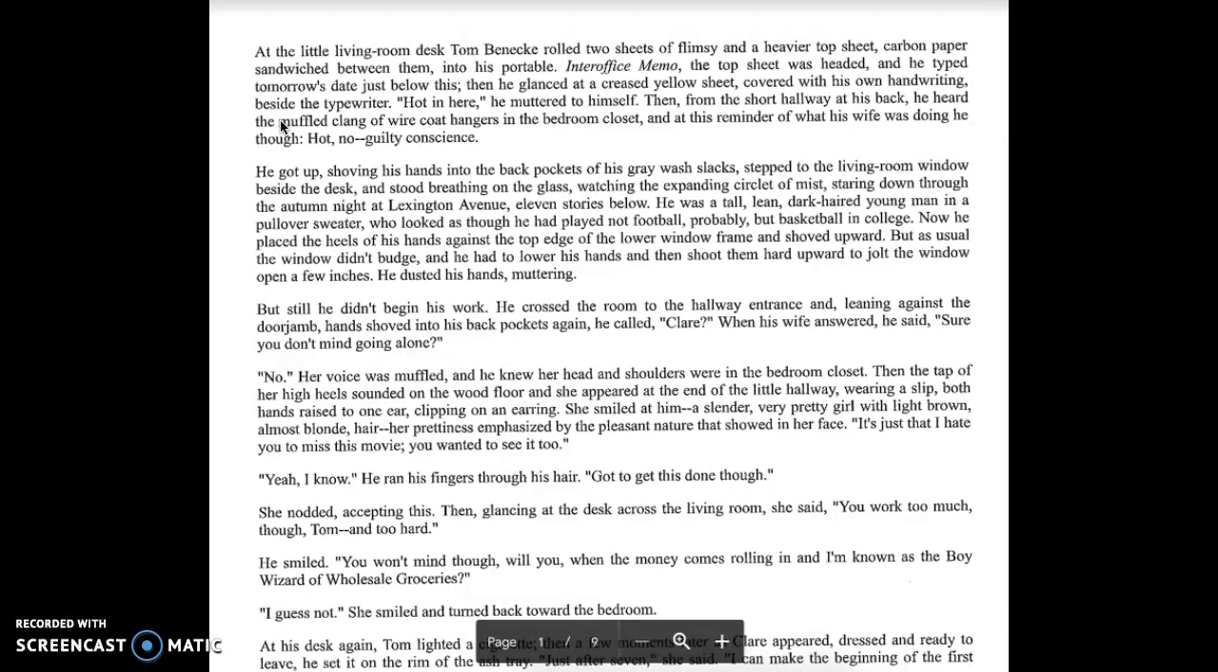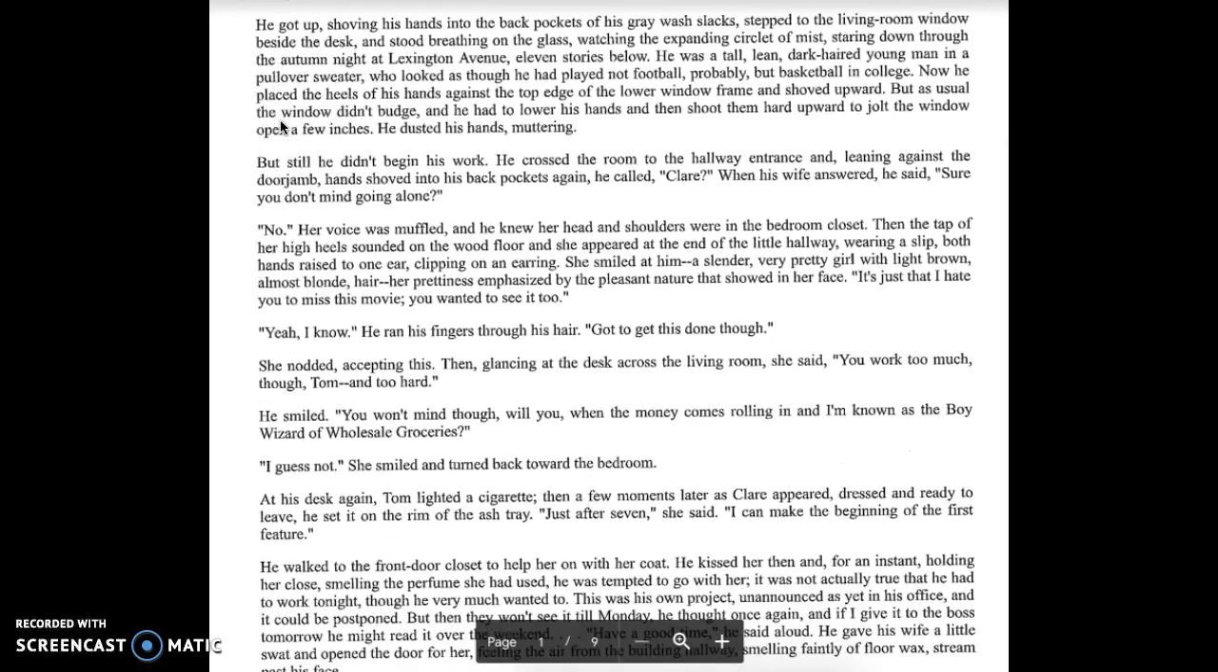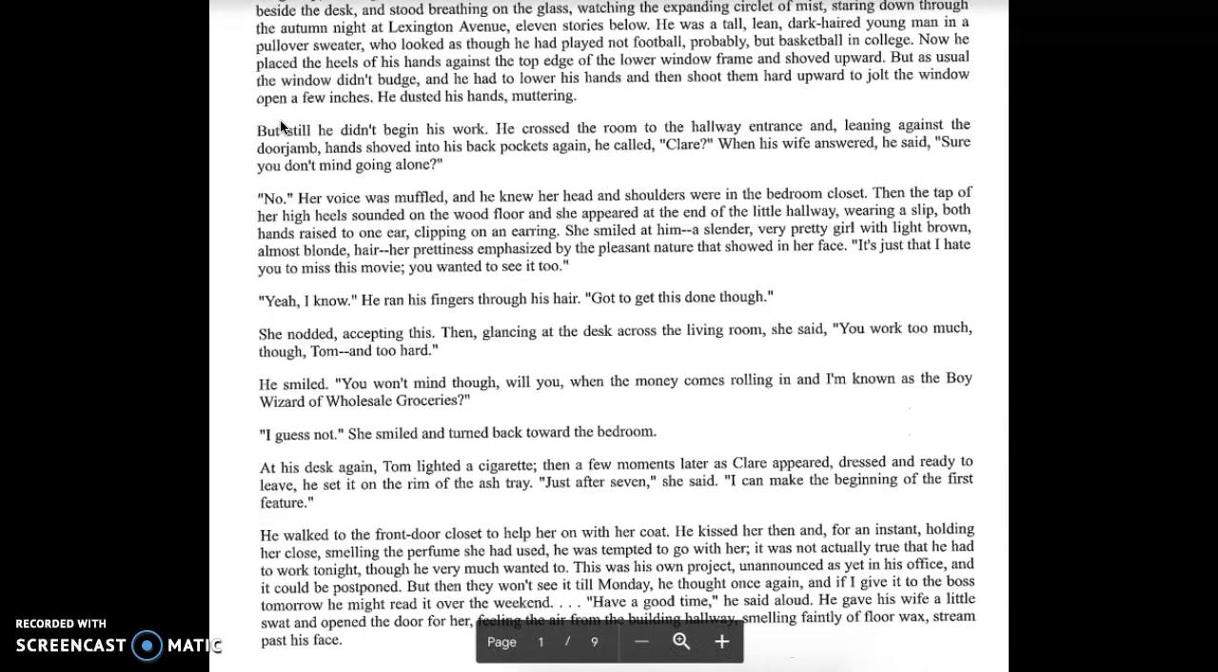Now, he placed the heels of his hands against the top edge of the lower window frame and shoved upward. But as usual, the window didn't budge, and he had to lower his hands and then shoot them hard upward to jolt the window open a few inches. He dusted his hands, muttering. But still, he didn't begin his work.